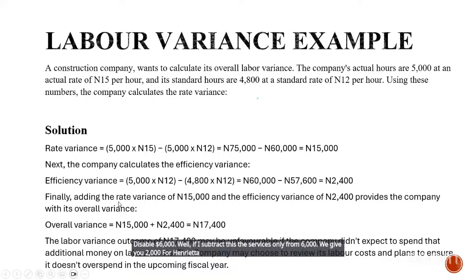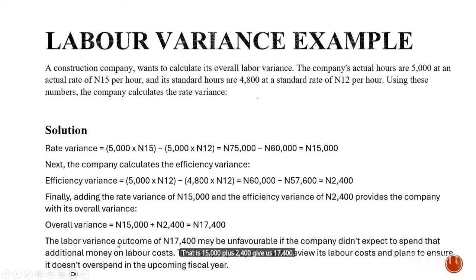Finally, the rate variance of 15,000 and the efficiency variance of 2,400 provide the company with its overall variance. That is 15,000 plus 2,400, which gives us 17,400.